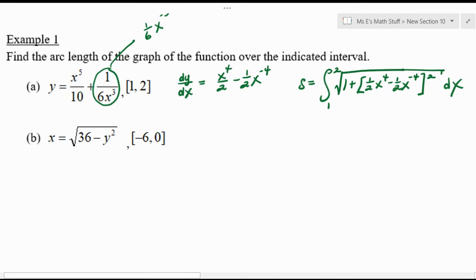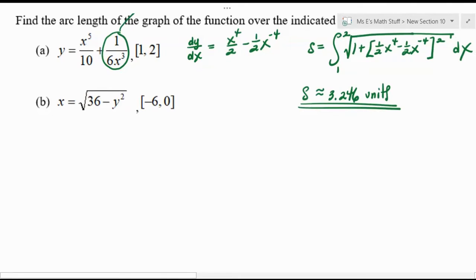There we go. And looks like we end up getting approximately 3.246. And it's arc length. So I hope it makes sense. You just have units, not square ones or cubey ones. There you go. Hopefully that makes sense.